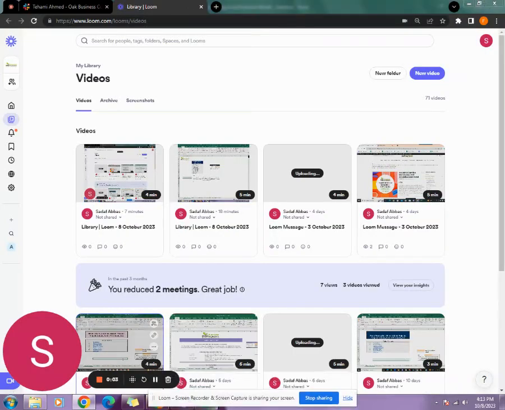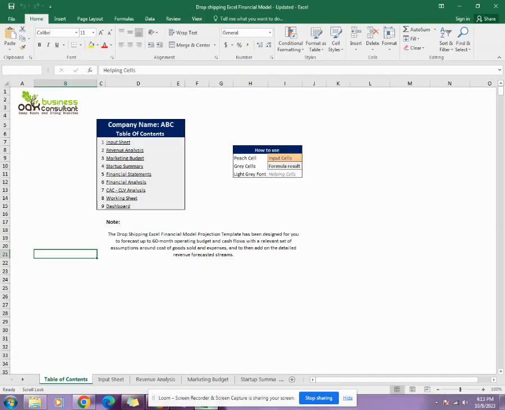Today we have brought you another financial model. This one is a dropshipping Excel financial model. As you can see over here, it includes the input sheet, revenue analysis, marketing budget, startup summary, financial statements, financial analysis, CAC-CLV analysis, worksheet, and dashboard.